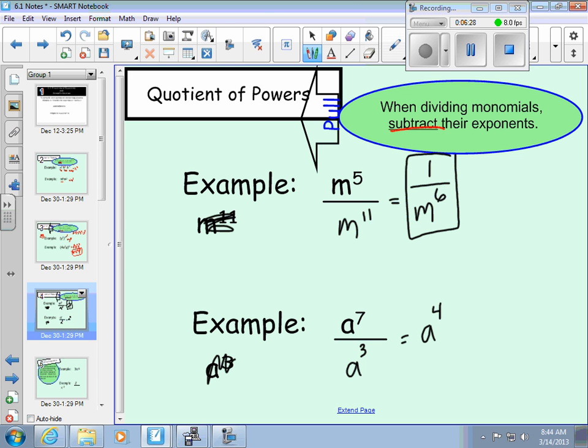Here, there are more a's left on top. So you can put it over 1 if you want. When it's over 1, though, that's just dividing by 1. You don't need to. You can just leave your answer as a to the 4th power. So that's the quotient of powers. All right.